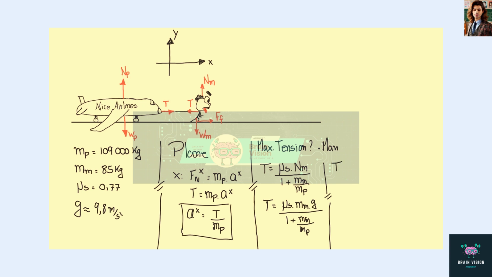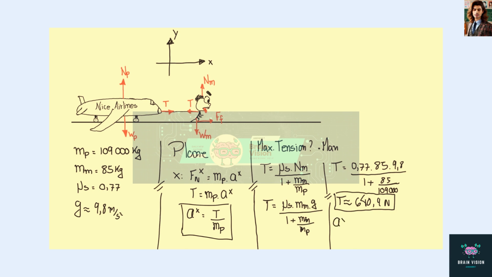Then the maximum possible tension force is given by 0.77 times 85 times 9.8 divided by 1 plus 85 divided by 10^3, and this gives us a tension force of approximately 640.9 newtons. Now we can go back to the equation for the acceleration of the plane, which is this one, and calculate the maximum possible acceleration.